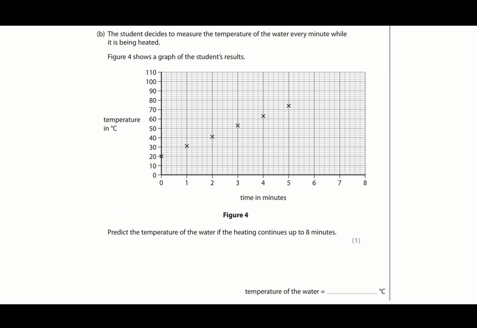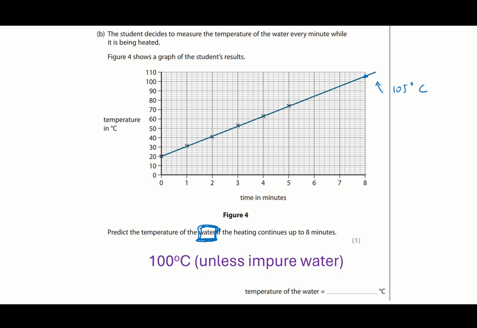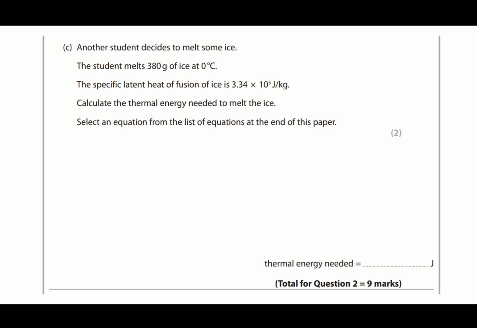Next one, this is a tricky question actually. It's a bit of a trick. Got a graph, predict the temperature if the heating continues up to 8 minutes. But the crucial part is it says predict the temperature of the water. So go along there. Here's 8 minutes and I can see, and what it's going to try to do is try and trick you into picking 105 degrees C. Well, the crucial part is this is water and you need to know that its boiling point is 100 degrees C. So it's a nasty trick, a nasty question.